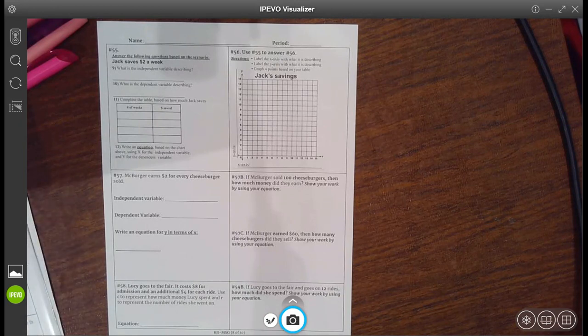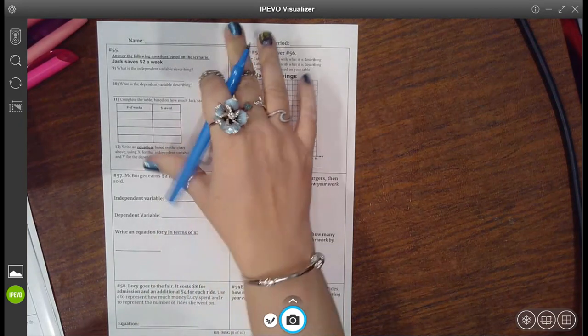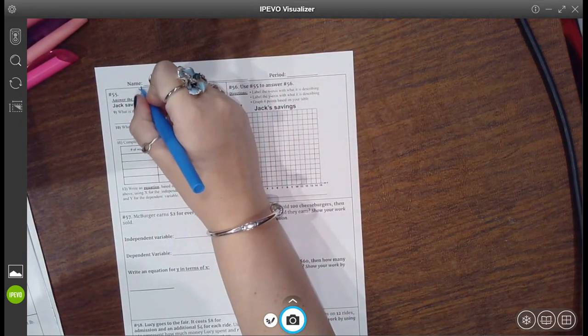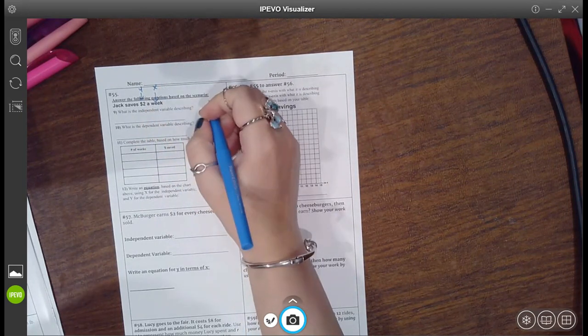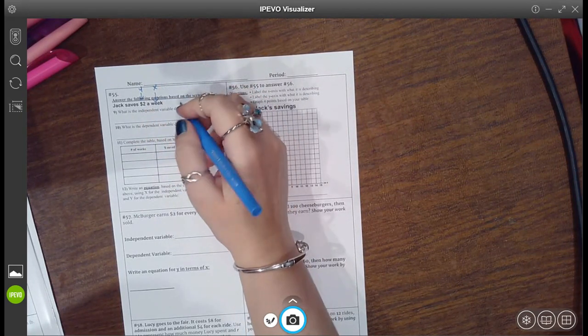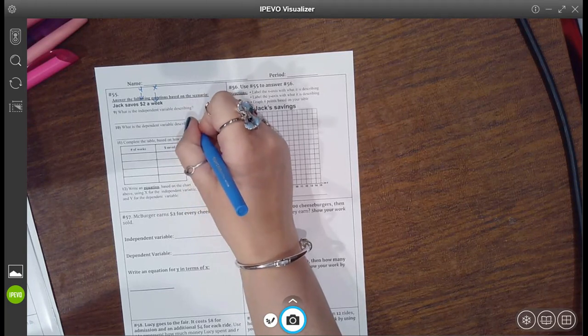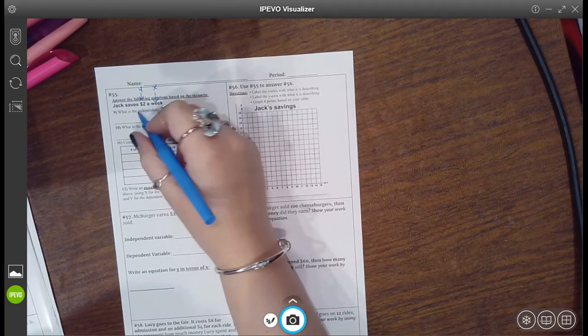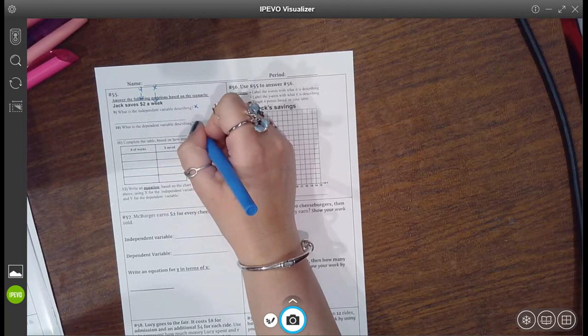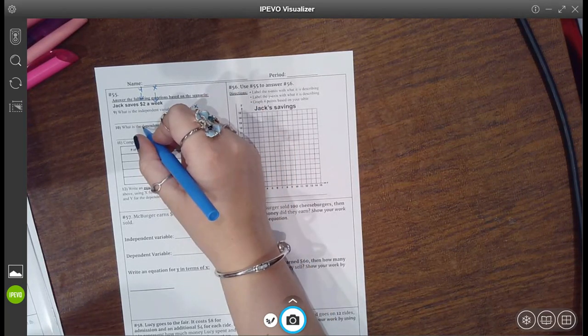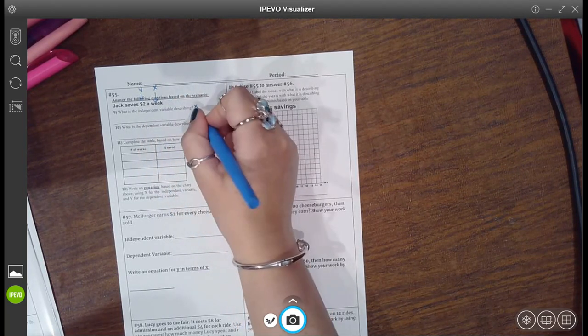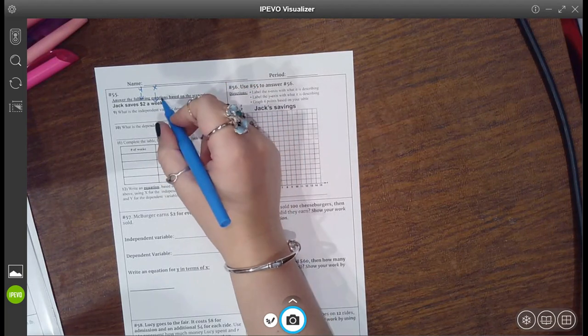Okay, the next one says, answer the following questions based on the scenario. Jack saves $2 a week. What is the independent variable describing? So y per x. Okay, which one is what? My answer y depends upon what I did to the x. Or why did I get that answer? Well, it depends what I did to the x. Okay, so the independent is the x.